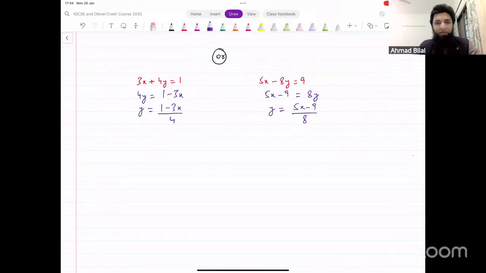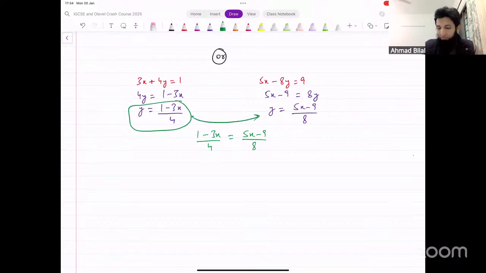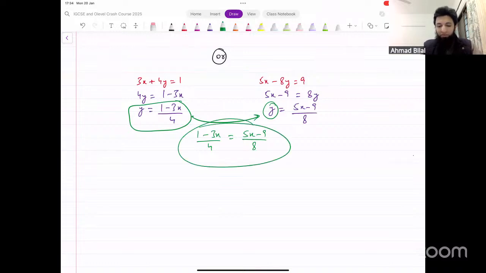Now, once you have the same variable the subject in both equations, what you do is you equate them. Y equals this and y equals this. That means 1 minus 3x over 4 should equal 5x minus 9 over 8. And from this, you can find the value of x. Now, this is also another variation of substitution, because essentially what we're doing is we're putting this value of y in this equation in place of this y, and that gives me this, right?